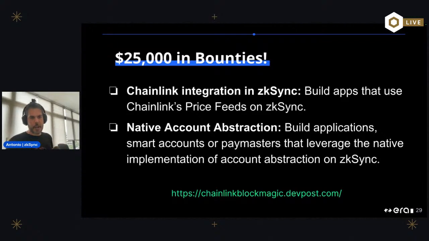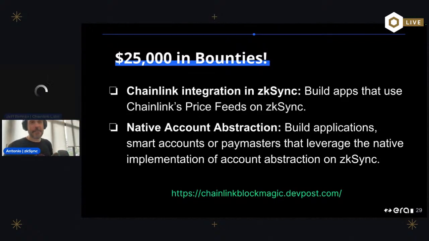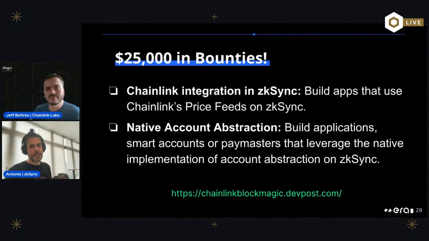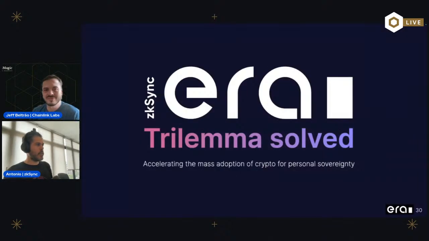Before I leave, again, I have $25,000 in bounties. The first one is any application that uses Chainlink private on ZkSync, and the other one is to build applications, smart contract accounts, or paymasters that leverage native account abstraction on ZkSync. And I think that's all. That was pretty fast, faster than expected.